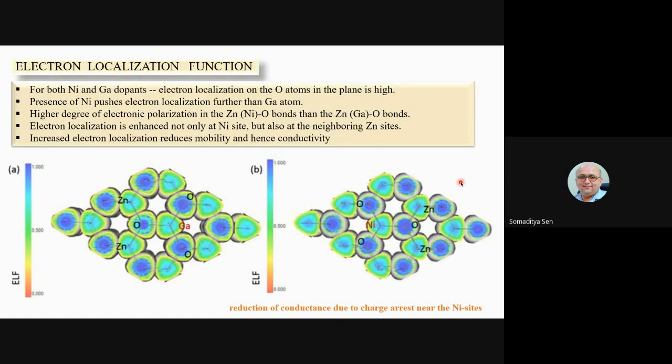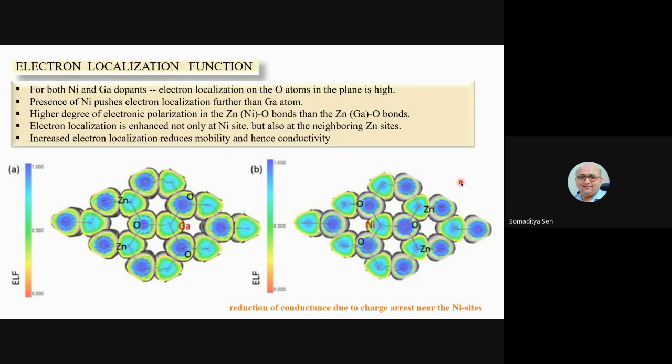In this example I'm giving, the nickel and gallium dopants are both 3 plus. Ni is 2 plus and gallium is 3 plus. The electron localization of the oxygen atoms in the plane is very high. So oxygen atoms get very localized, and electron transfer does not happen very quickly. Presence of nickel pushes the electron localization farther than the gallium doping. So gallium doping has lesser impact than the nickel doped. So these are two different cases.